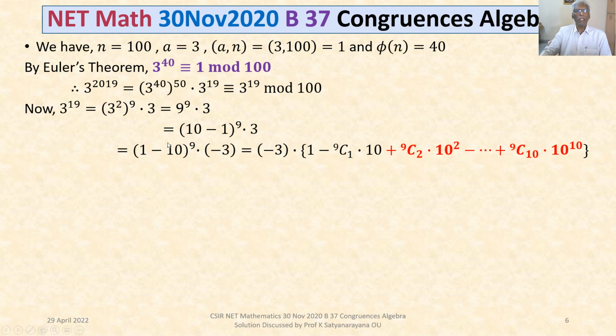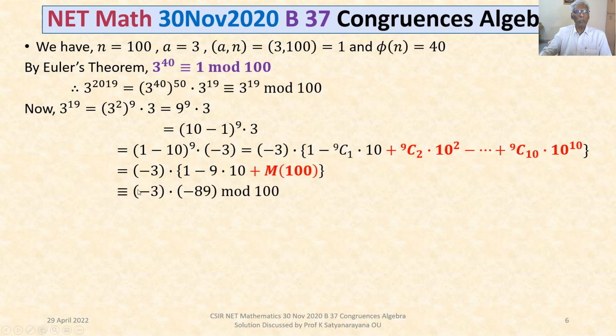So minus 3 times, write for this the binomial expansion, 1 minus 9c1 into 10 plus 9c2 into 10 square minus and so forth plus 9c10 into 10 to the power of 10. And this one, what is appearing in the red is a multiple of 10 square, that is 100. And this is equal to minus 3 into 1 minus 9c1 is 9 into 10, 90, 1 minus 90, that is minus 89, and this is the multiple of 100. And taking the modulo 100, this will be congruent to minus 3 into 1 minus 90, that is minus 89, and the multiple of 100 is congruent to 0 mod 100.